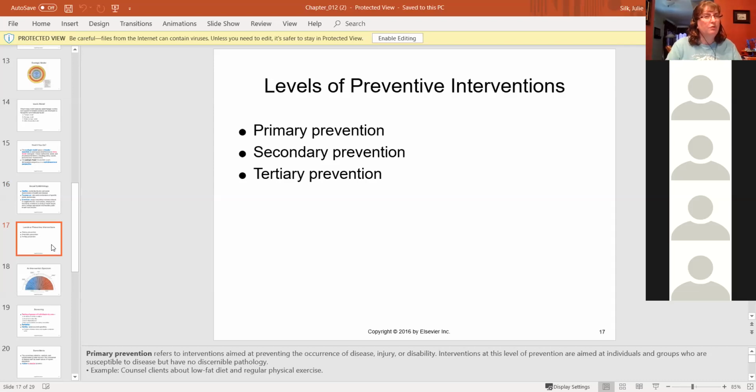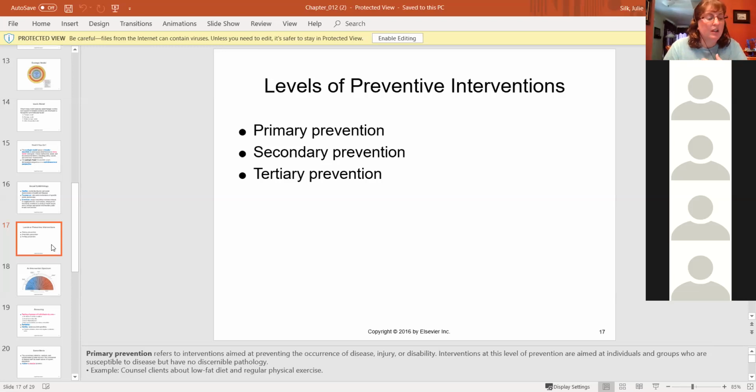So we have talked before, I believe, about primary, secondary, and tertiary things to do. So this is levels of prevention now. Primary prevention refers to interventions aimed at preventing the occurrence of a disease, injury, or disability. Interventions at this level are aimed at individuals or groups who are susceptible to disease but have no discernible pathology. So they're not sick with it yet, but they may be susceptible to it. An example of this: counsel clients about low-fat diet and regular physical exercise. That would be a primary prevention thing to do.